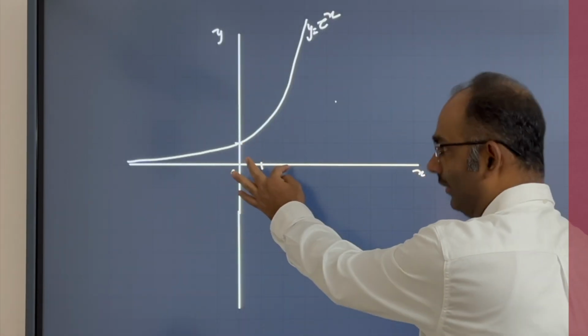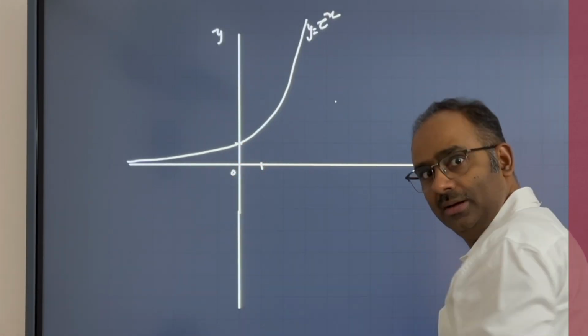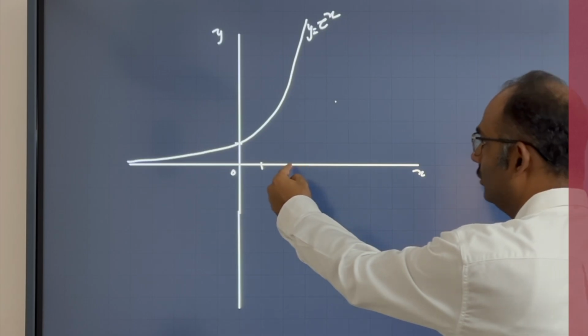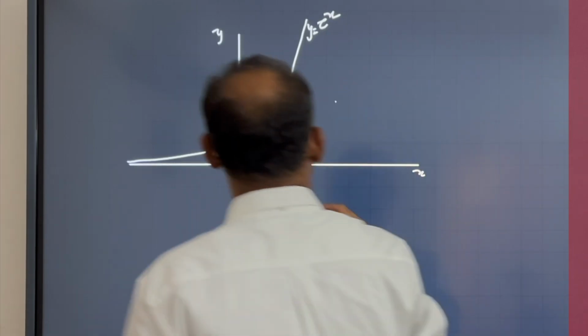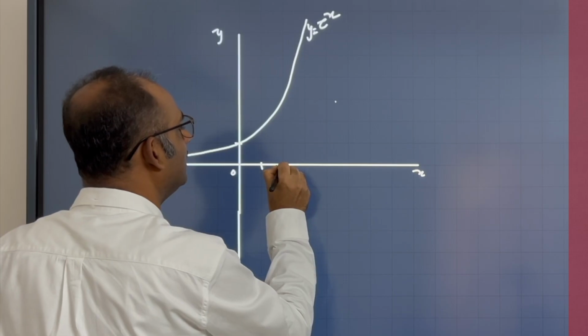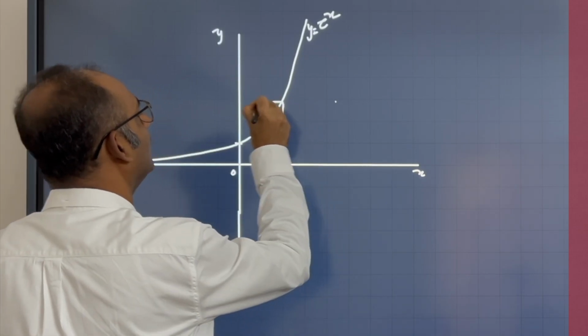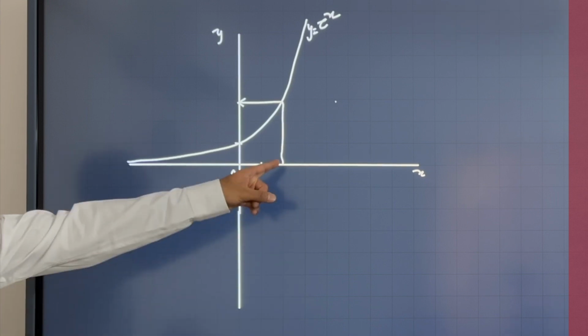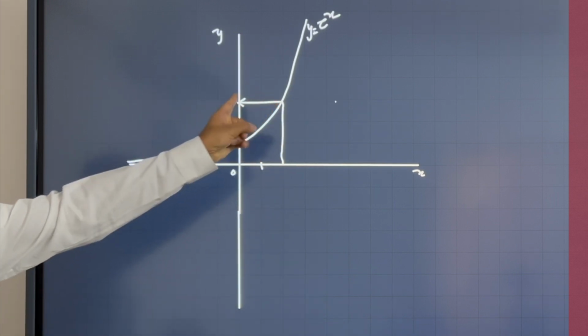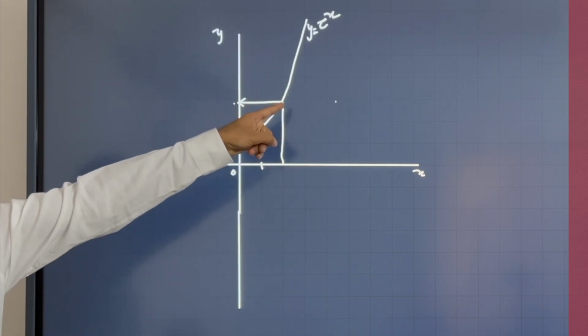Given a value of x, pay attention. Given a value of x, I have a corresponding y here. So let me put an arrow like this, which means this point is mapped to that point because of the exponential function. Okay?